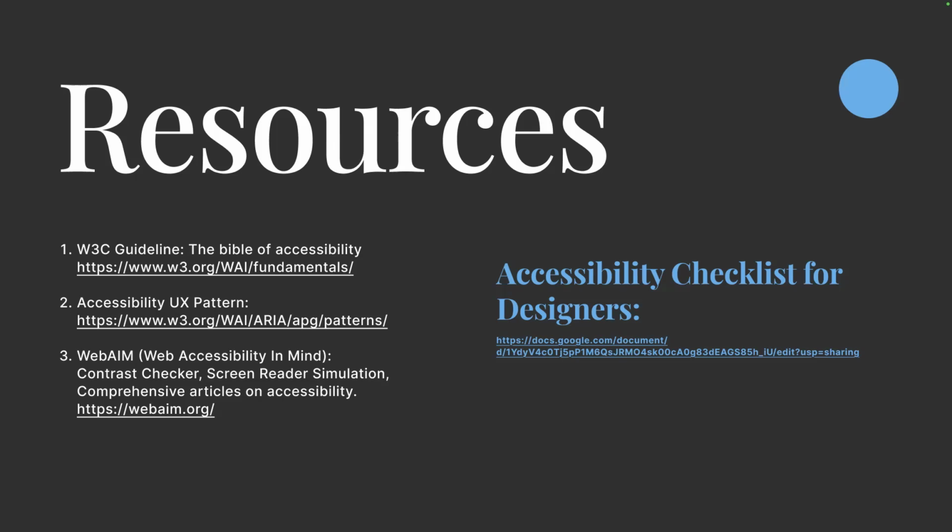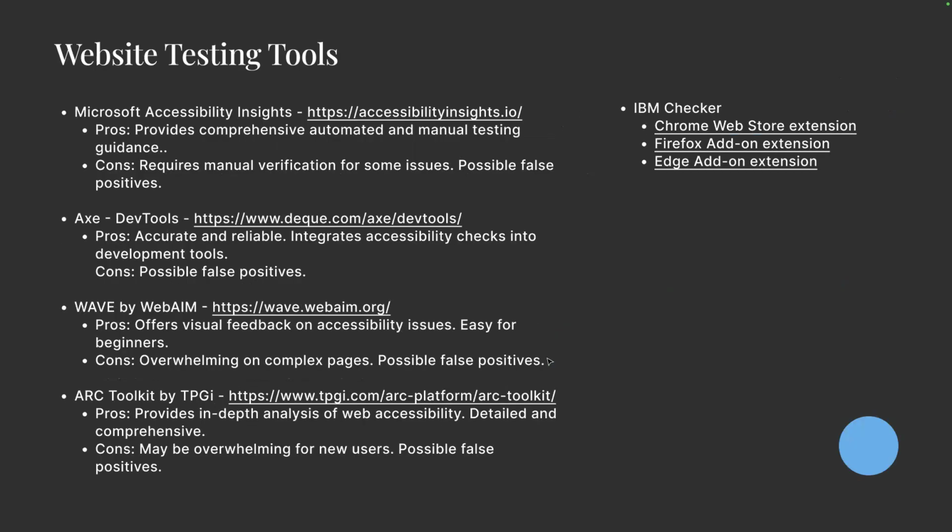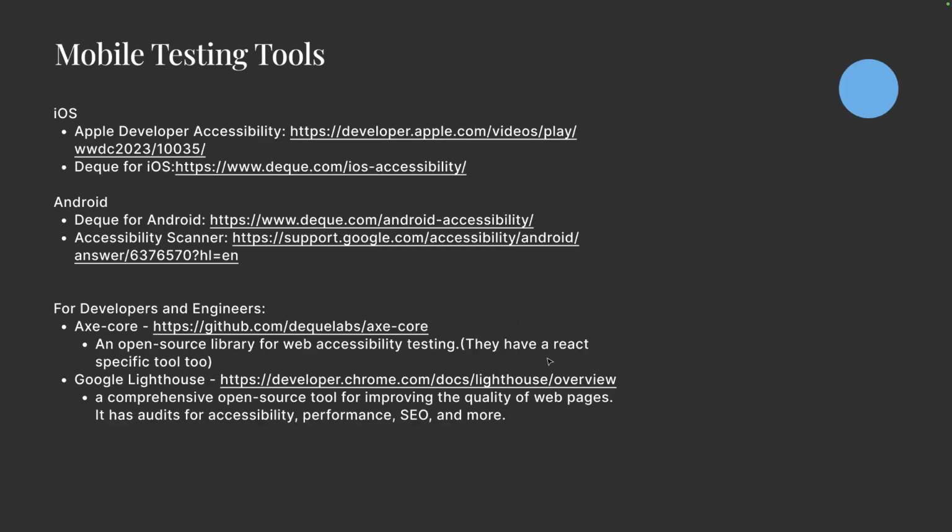To wrap things up, here are some valuable resources to help you dive deeper into accessibility and ensure your design is accessible and inclusive. I also created a checklist for designers to check your design before the handoffs. And there are some testing tools that we commonly use when it comes to testing for accessibility. And here are some mobile tools. I know we're mainly talking about apps today.